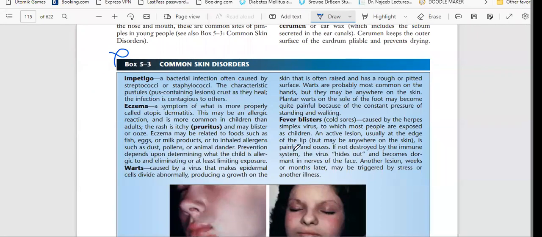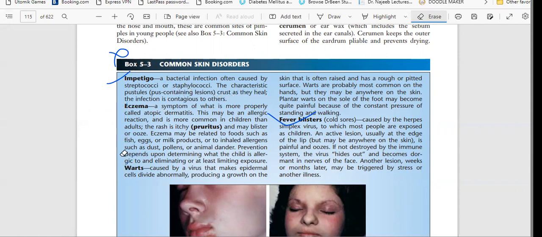So what are the common skin disorders? Like impetigo, eczema, warts, fever blisters. First, we will talk about impetigo. It is a bacterial infection often caused by streptococci. The characteristic pustules form a crust as they heal, and the infection is contagious to others. So impetigo is caused by which type of bacteria? Streptococci. We have to remember that about impetigo.